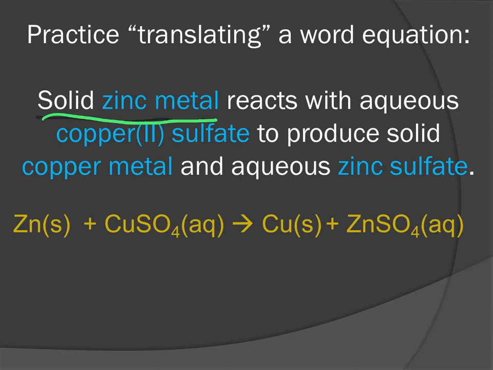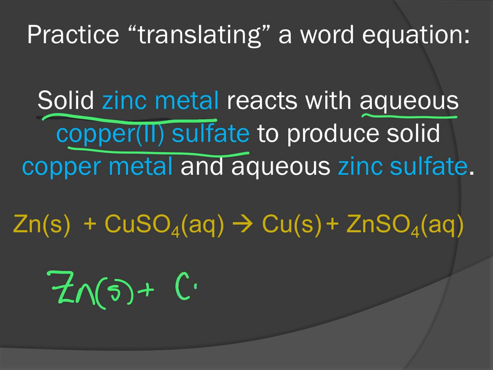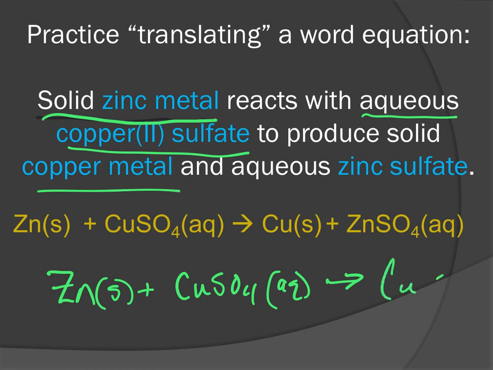So as I've got down here, I would write zinc, and it's a solid, so I would write it like a solid, plus. And then I have reacts with aqueous, that's going to be the AQ, copper(II) sulfate, that would be CuSO4, and then I would write my aqueous. And then it says to produce or yields, and I would draw an arrow. And then solid copper metal, I would write the copper, and then afterwards I would write solid, plus, and then at the bottom it says aqueous zinc sulfate.